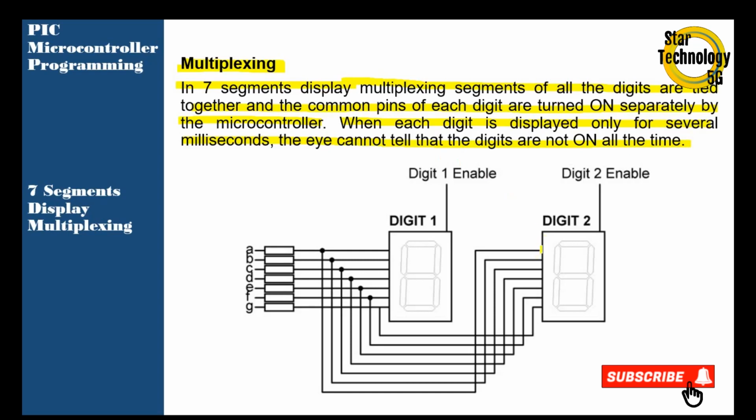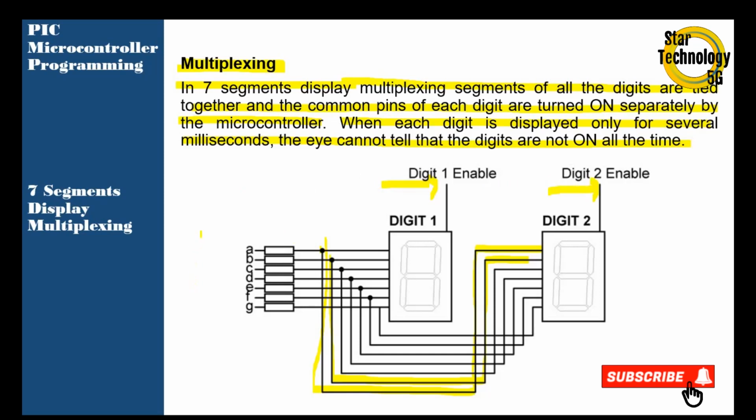In multiplexing, we can tie all 7 segment displays with each other. You can see this is the A pin of digit 2 and it is connected in parallel with digit 1, just like the other one. All segments are tied with each other and we will turn on the common pins separately by the microcontroller. That is pin number 1 and that is pin number 2.